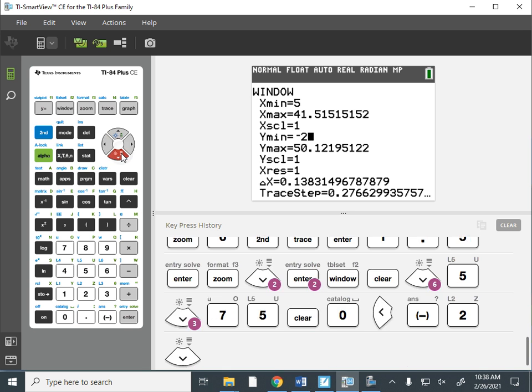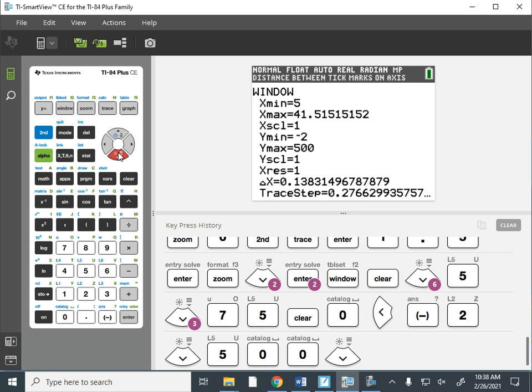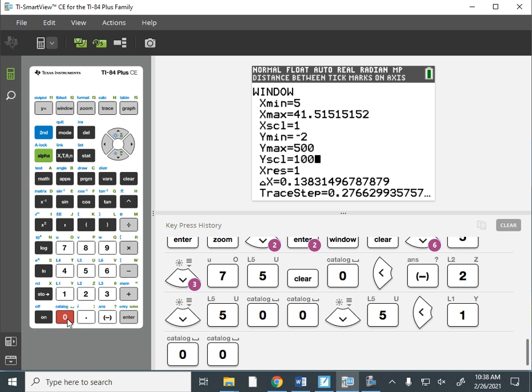Okay? We know for our y max, it was launched at 80, so we know our y max has to be higher than 80. So think about how high a rocket would go. And again, guess. I'm just going to say 500, and I'm going to go by 100. Again, we might have to change that y max. We're just guessing and checking. But we know it has to be above 80.